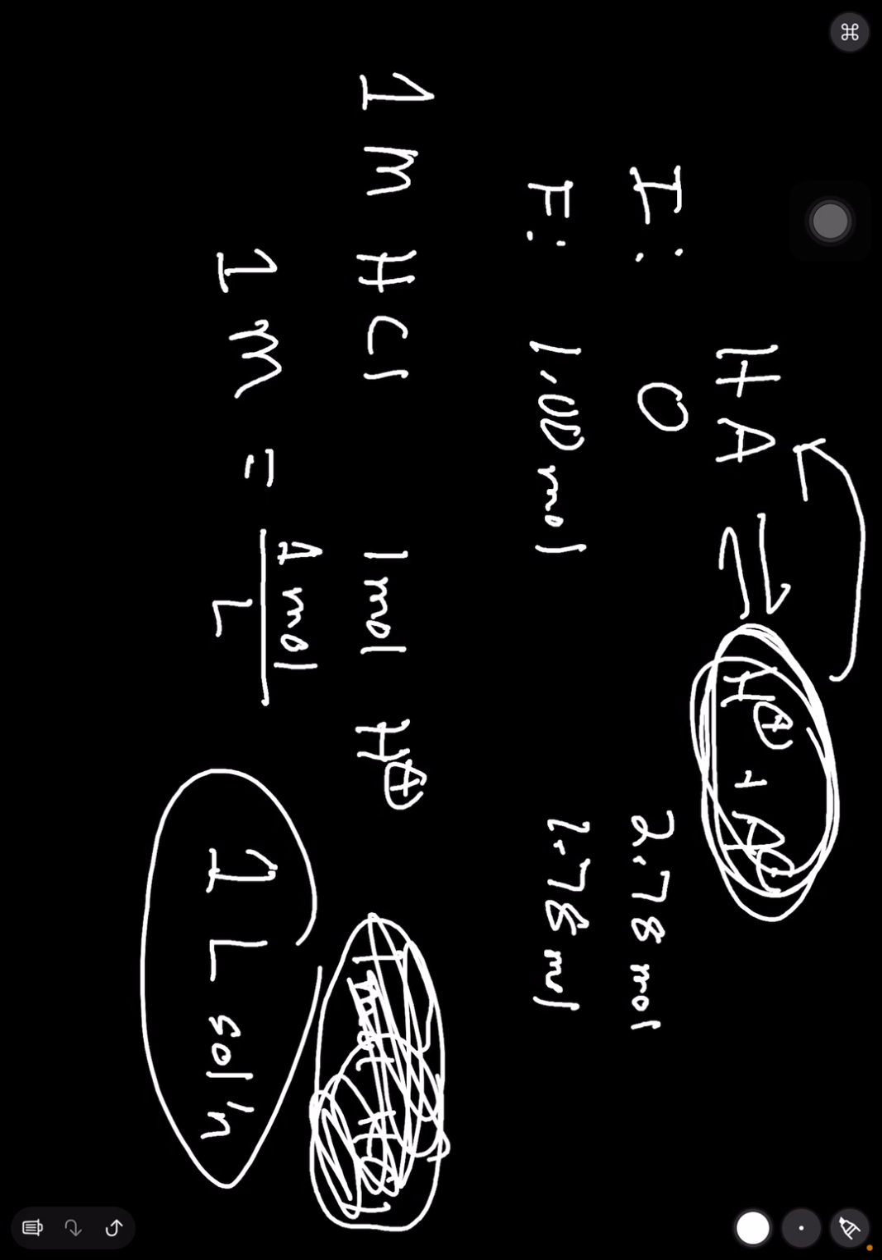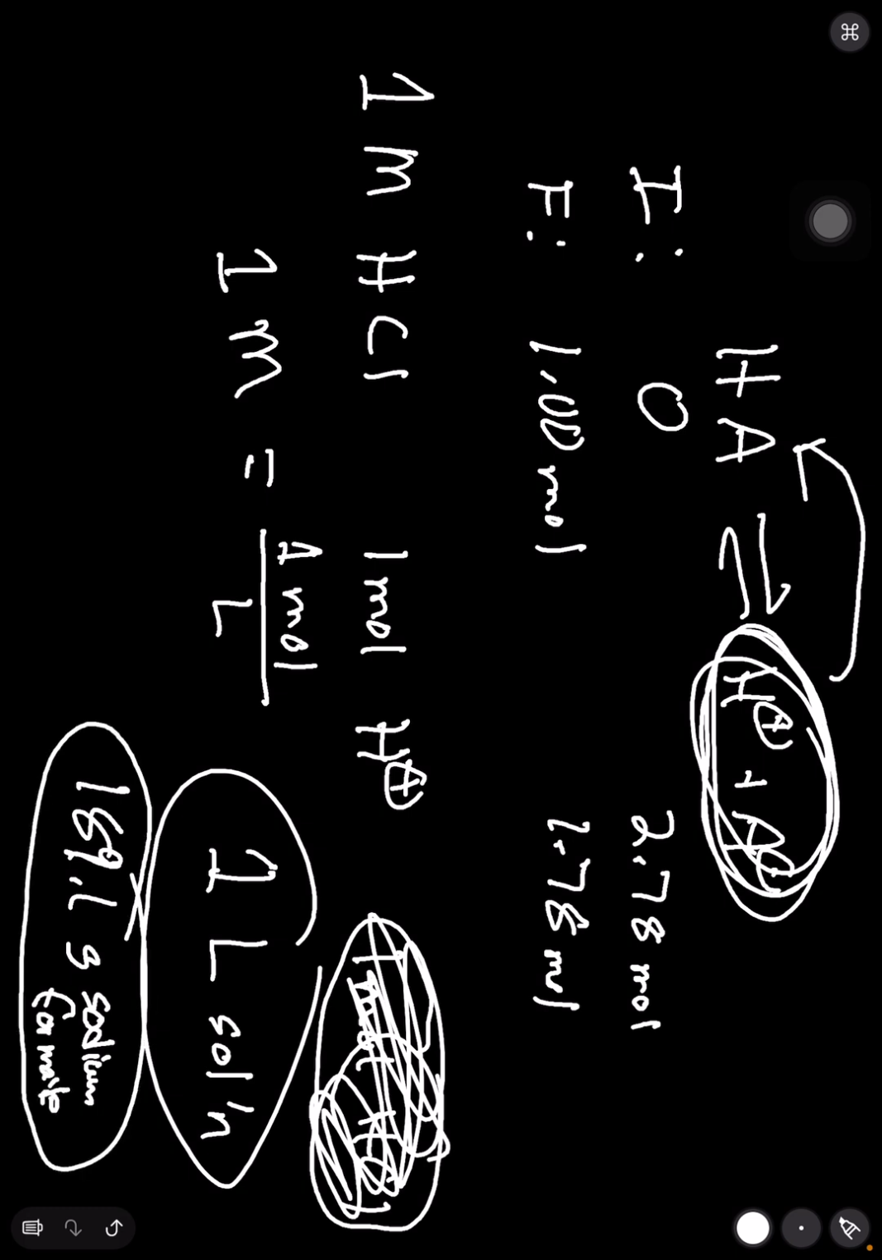$68.01 times 2.78 equals 189.1. All right, so in summary, you can add 2.78 moles of sodium formate, which comes out to be 189.1 grams. You add a liter of 1 molar HCl, and basically that would be your buffer solution since you're trying to make 1 liter of it.